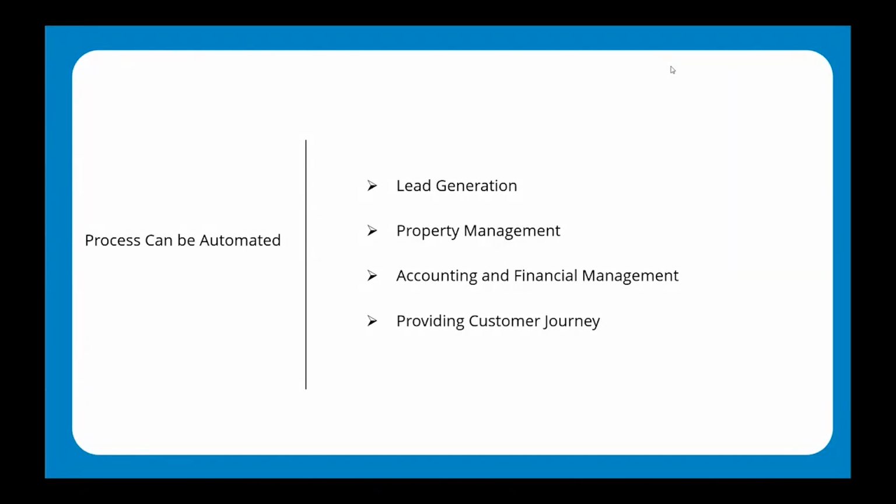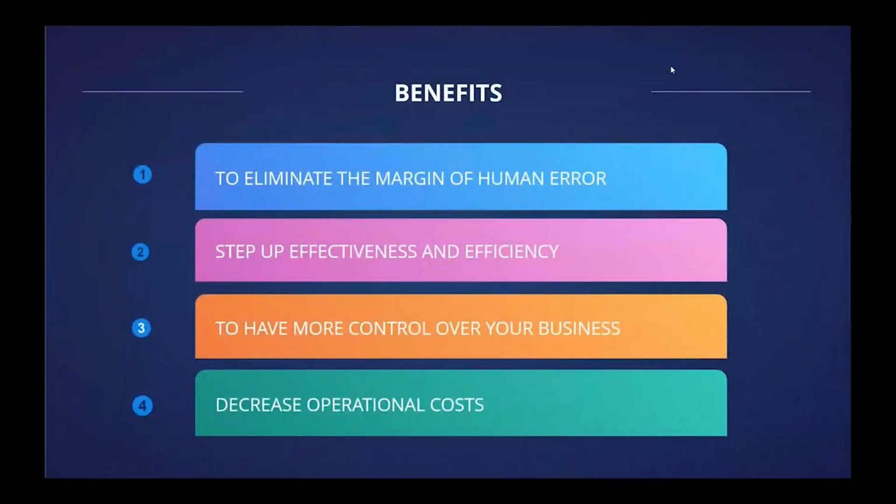So now we discussed the processes that can be automated. Now, what are the benefits of automating these processes? The major benefit is that it eliminates the margin of human error. Also, it helps us set up effectiveness and efficiency in selling a property. And also we can control the overall business from a single place. Also, it reduces some of the operational cost when we provide automation in certain processes. So these are some of the benefits that we can achieve while automating a process in this real estate business.